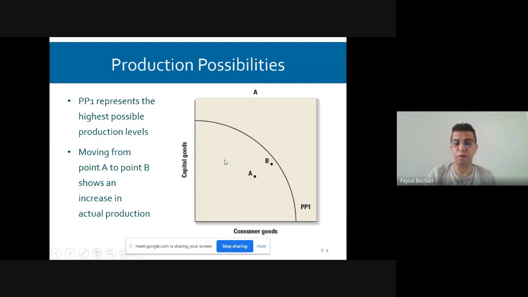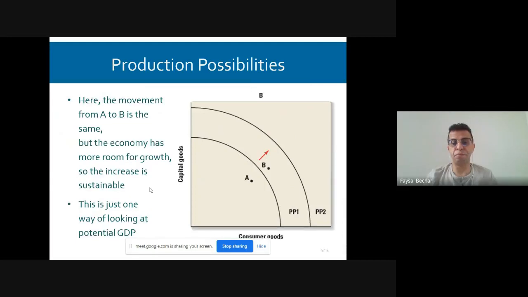Now moving from point A to point B in the consumer goods is showing an increase in the actual production. So the production is happening in shifting things from one side to another. Here the movement from point A to point B is the same, but the economy has more room to grow for a sustainable increase.